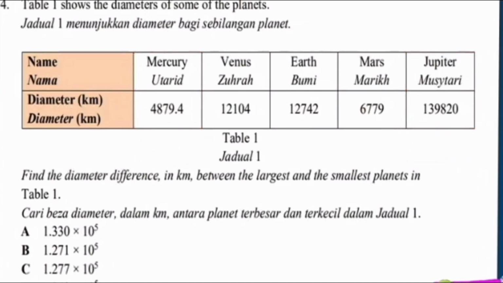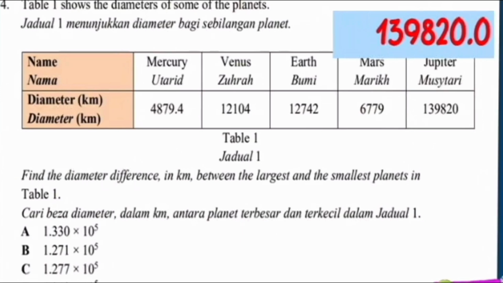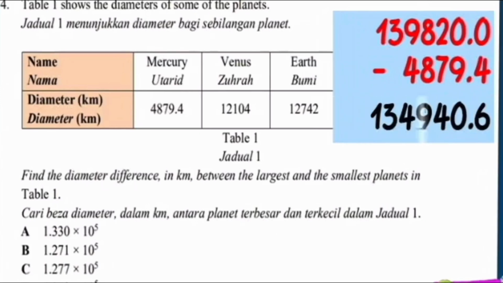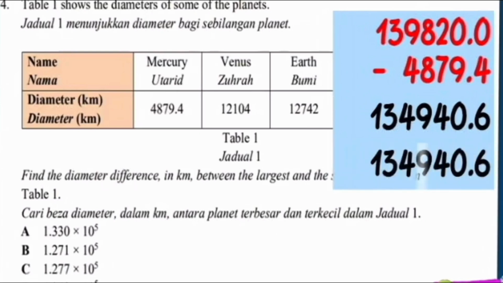Alright, so now we need to minus, because when you want to find the difference, it means you have to minus. So we have 139,820.0, and then the smallest one is 4879.4, right? So we are going to minus because of the difference. If you press a calculator, you'll get the answer 134,940.6.